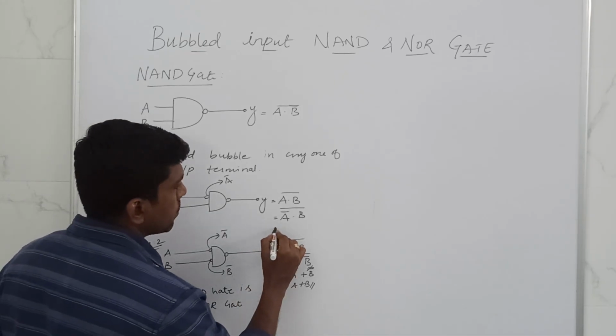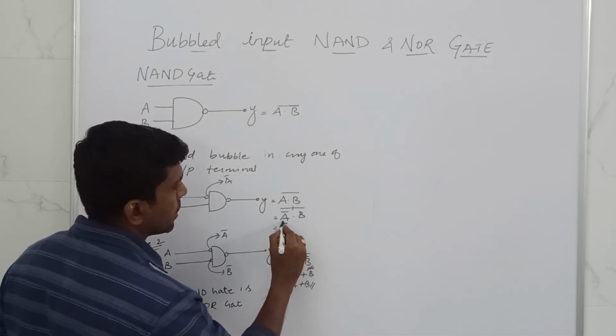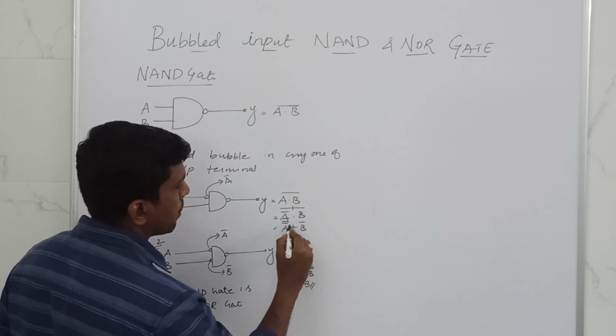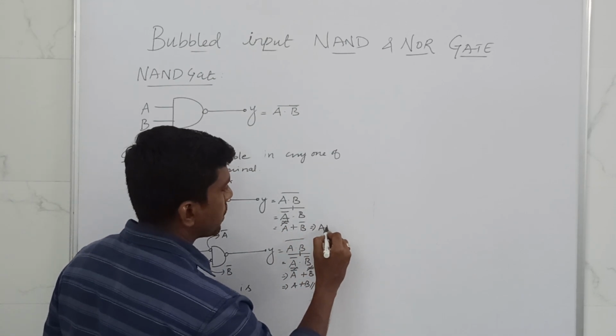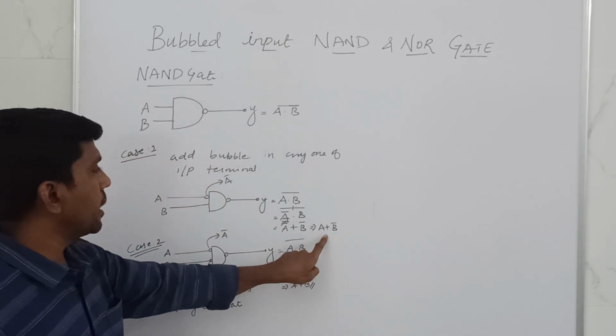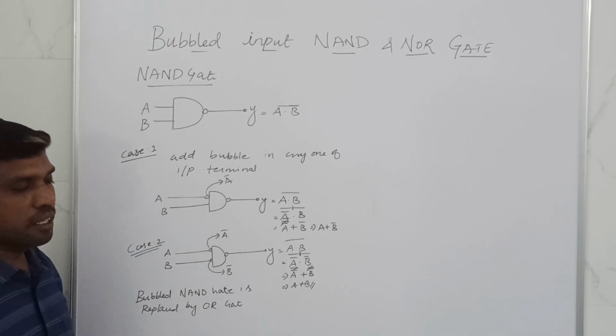For the single bubbled case, here also you apply De Morgan's theorem: break the bar, change the sign. So A double bar plus B bar. These two bars cancel. So finally you get A plus B bar. That is the expression for the single bubbled input NAND gate.